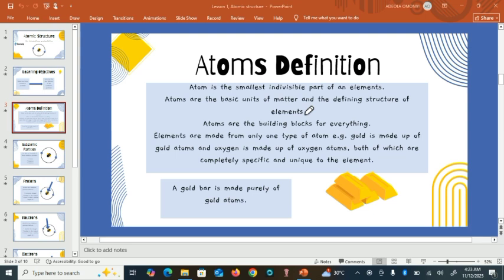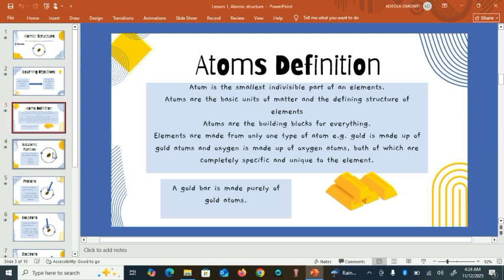Atoms are the building blocks of everything. Atoms are made from only one type of atom, which means gold is made up of gold atoms. Oxygen is made up of oxygen atoms, both of which are completely specific and unique to the element. Oxygen is unique, gold is unique in its own way. A typical example here is a gold bar, which is made purely of gold atoms.